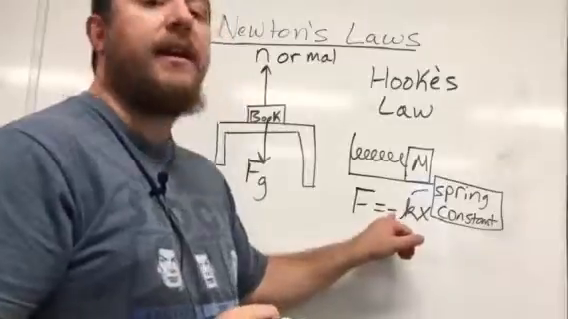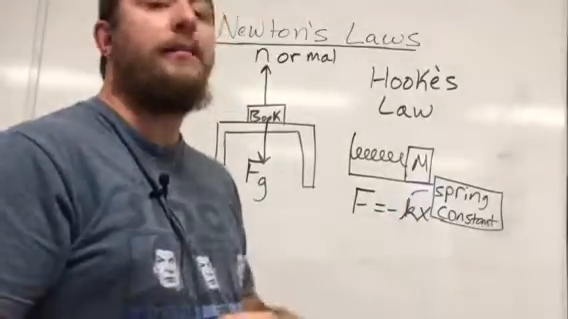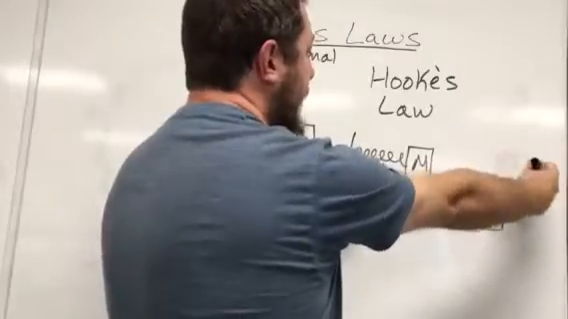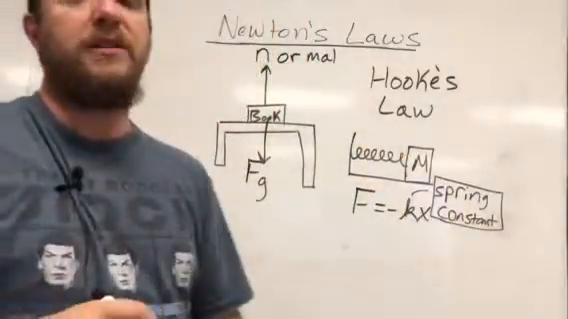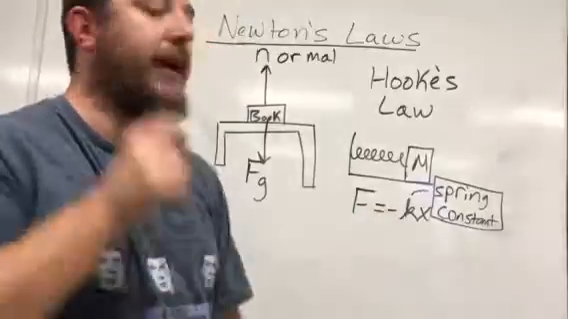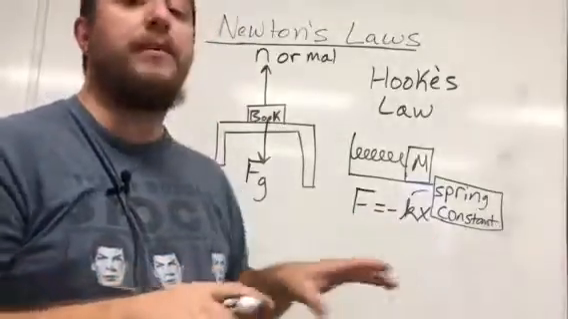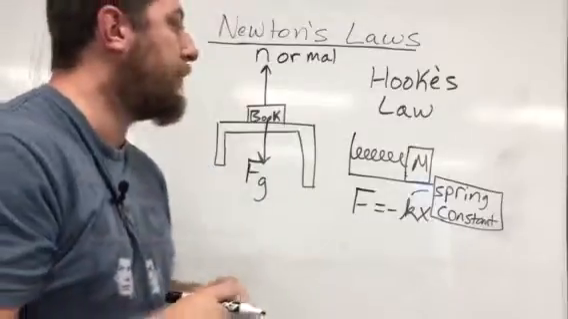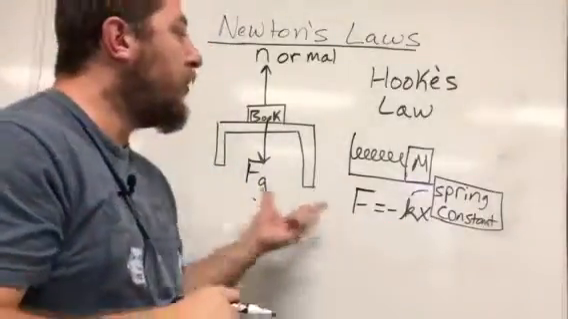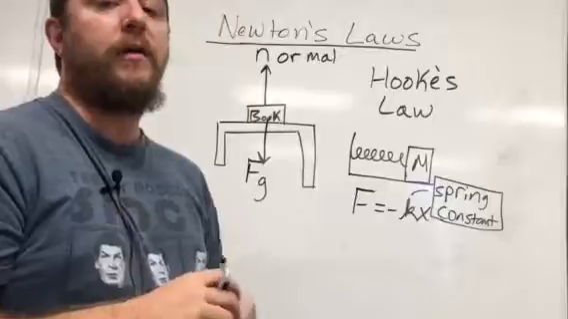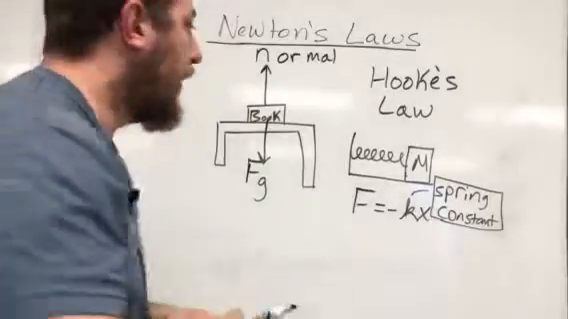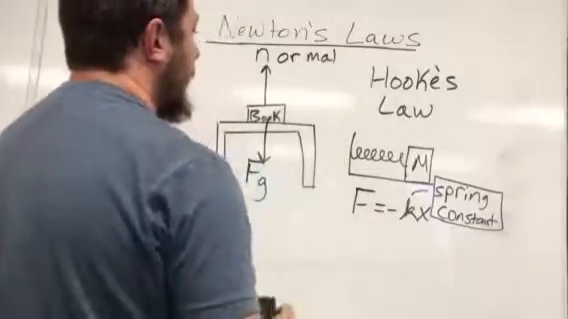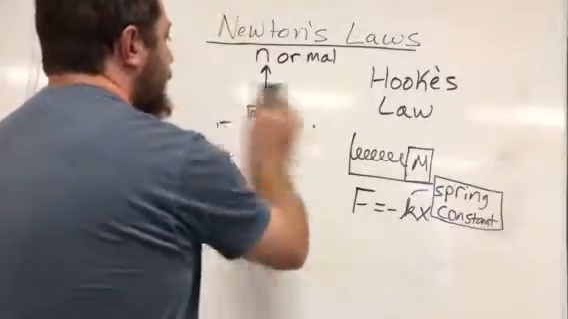And the negative sign here, don't get too wrapped up with it. All it means is that if I stretch my spring out this way, it's going to snap back toward the direction I stretched it from. That's all the negative sign means. And x is simply the distance that I stretch the spring from its original position. So these are two new forces that we are going to look at over and over again. Let's look at an example that uses the normal force, then we'll look at an example that uses Hooke's law.